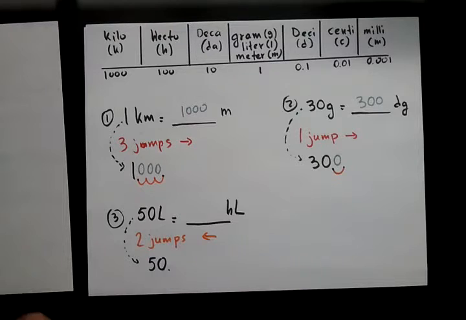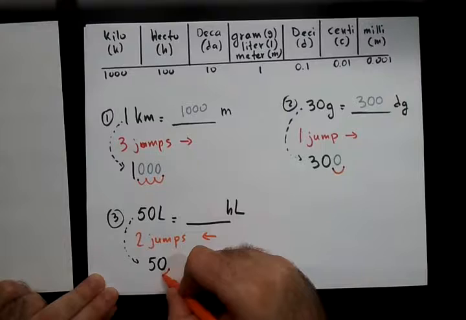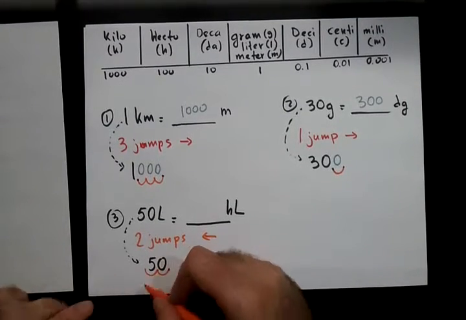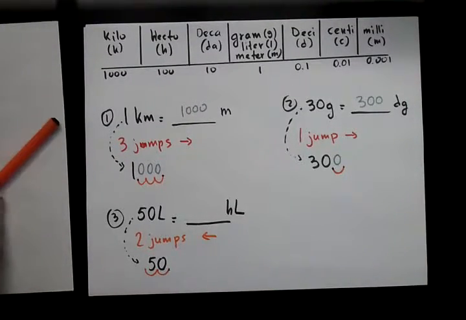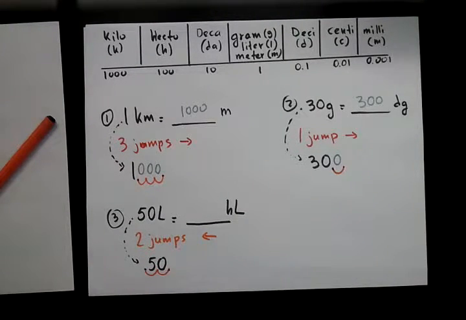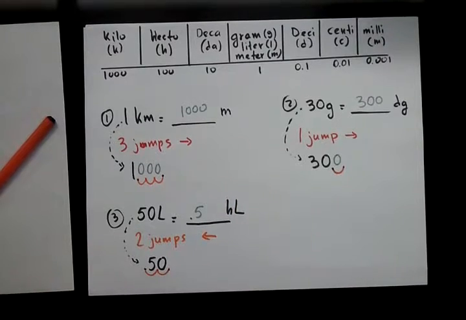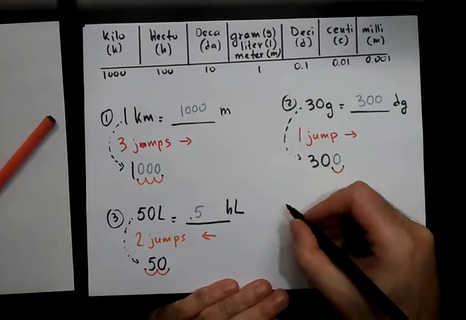So then what I'm going to do is take my decimal and jump it to the left 2 times. 1, 2. My new decimal location is right here. So what is that? That's 0.50 or 0.5. So that is 0.5. So 50 liters is 0.5 or half of a hectoliter. As simple as that.